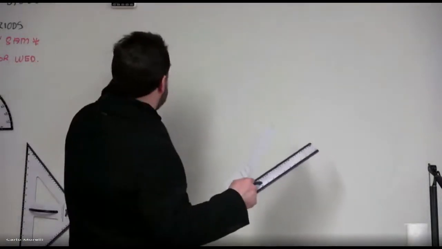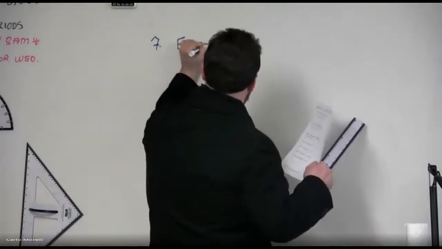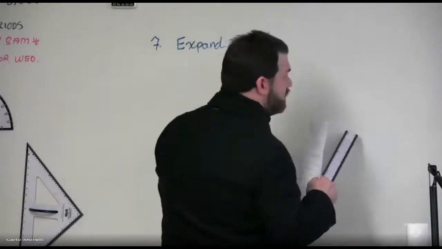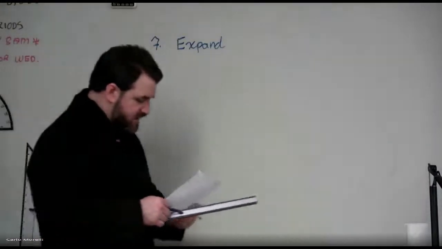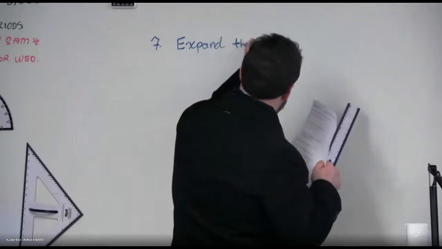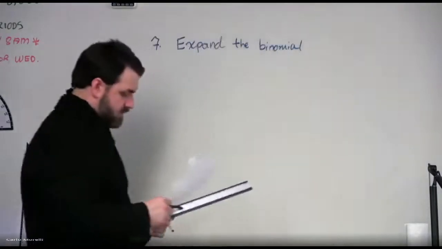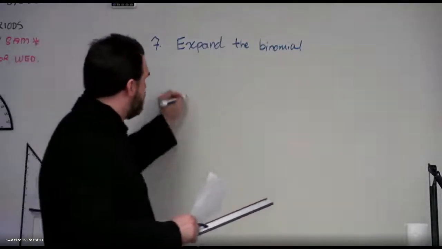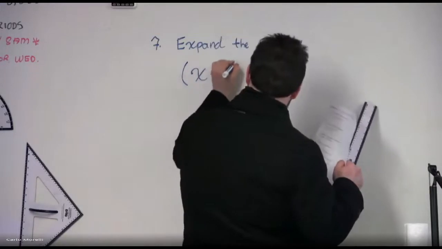Okay, number 7. Expand. So you've learned how to add, subtract, multiply, and divide. Now you're going to learn how to expand. Expand what? Expand the binomial. Okay. What binomial? This binomial. Open parentheses, x minus 3, close parentheses, squared.